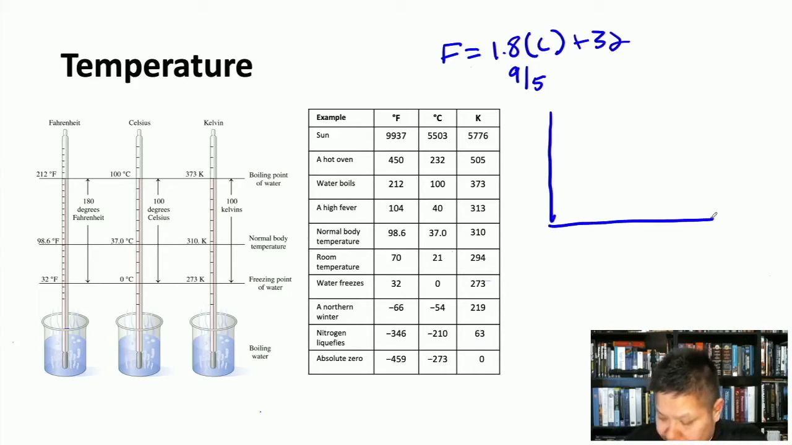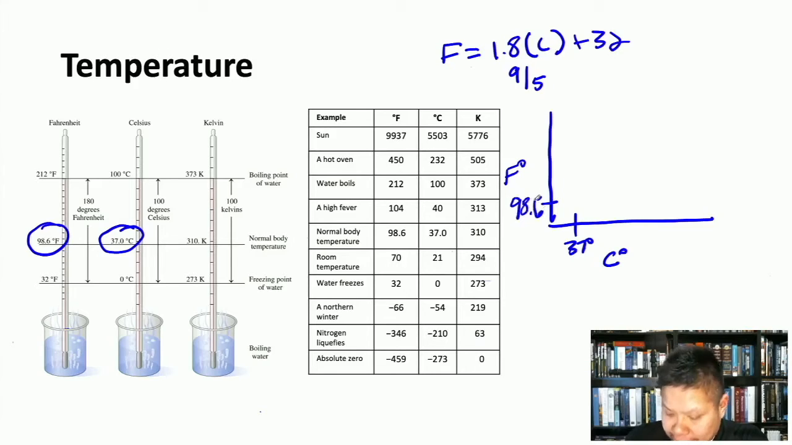Or vice versa, I was taught it using a graph. So if I put Celsius on the x-axis and Fahrenheit on the y-axis, and let's say we use body temperature, 37 degrees Celsius is 98.6 degrees Fahrenheit. 37 degrees goes there, and 98.6 degrees goes there. That's a point, because those two are equivalent to each other.